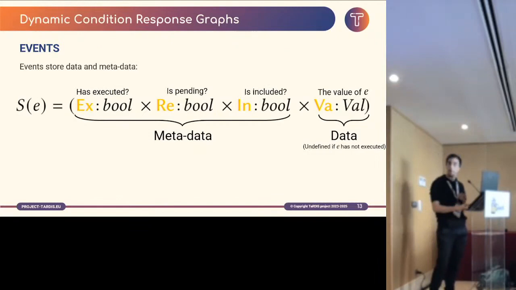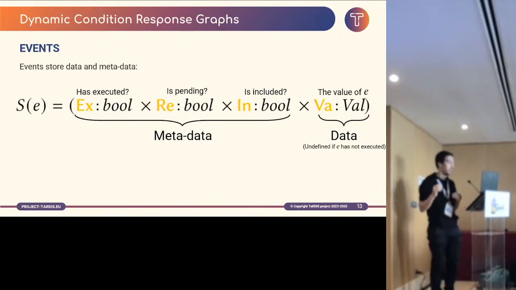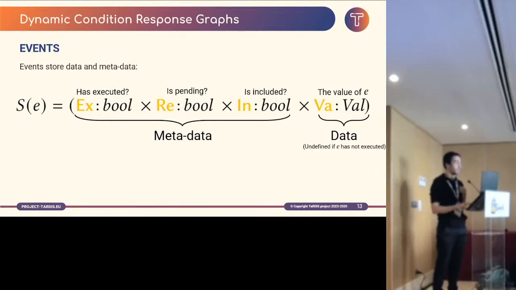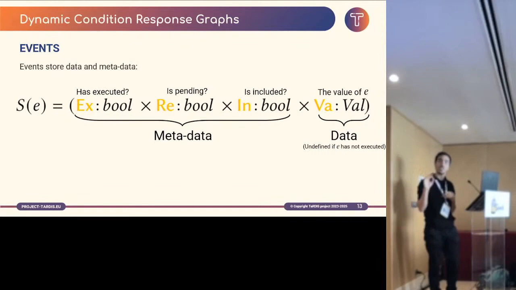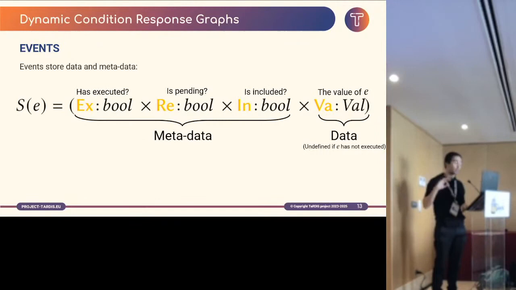Regarding data, the only data they store is their value, and it does not make sense to have a value if the event has not executed. In that case, the value is undefined. There is also a bit of hidden information, which is the enabledness, which is if we can or cannot execute an event, but that is calculated dynamically based not only on the included set, but also on the constraints, on the relations.